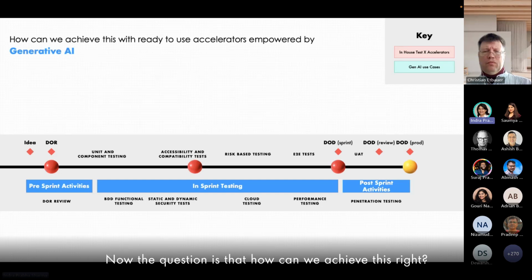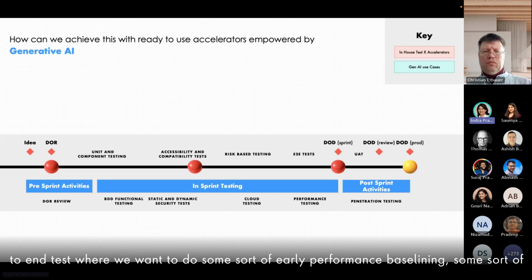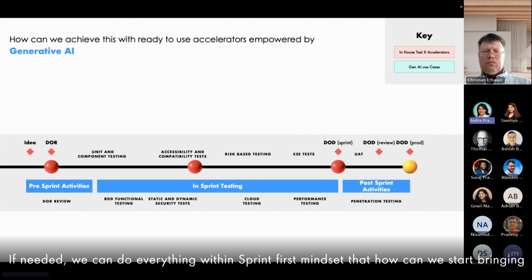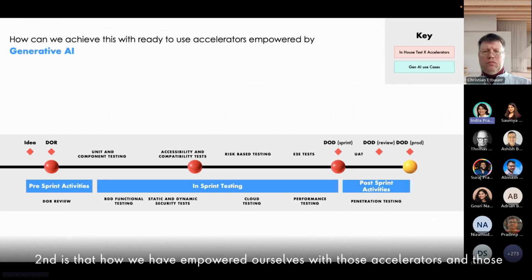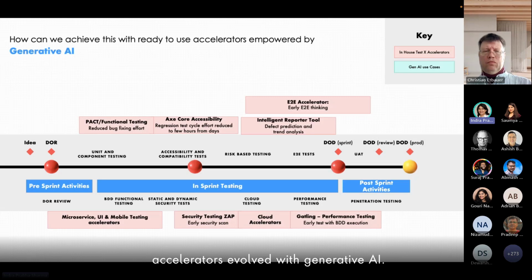Now the question is how can we achieve this? Right? This looks like a very aspirational view where we want to even achieve some of the end-to-end testing, some sort of early performance baselining, some sort of risk-based testing, cloud testing as well if needed. We can do everything within sprint. First, mindset, how can we start bringing those testing within sprint. Second is how we have empowered ourselves with those accelerators, and those accelerators evolved with generative AI.